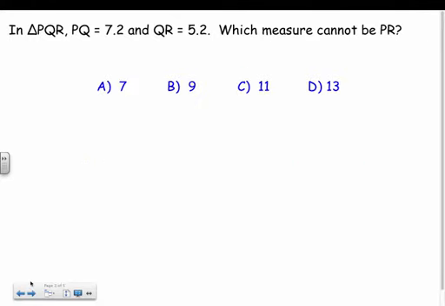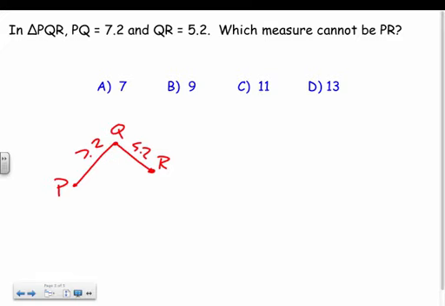How about this? In triangle PQR, so I have a triangle for sure, PQ is 7.2 and QR is 5.2. Which measure cannot be PR? So let's visualize this. If I have P, Q, with 7.2 between them, and R, Q to R is going to be 5.2. So which of these could it be?